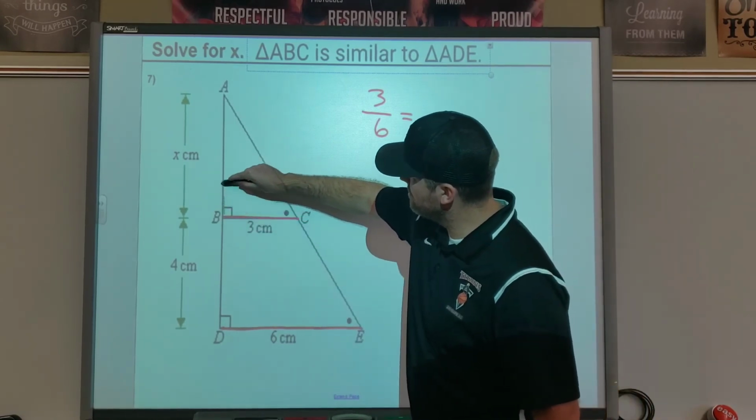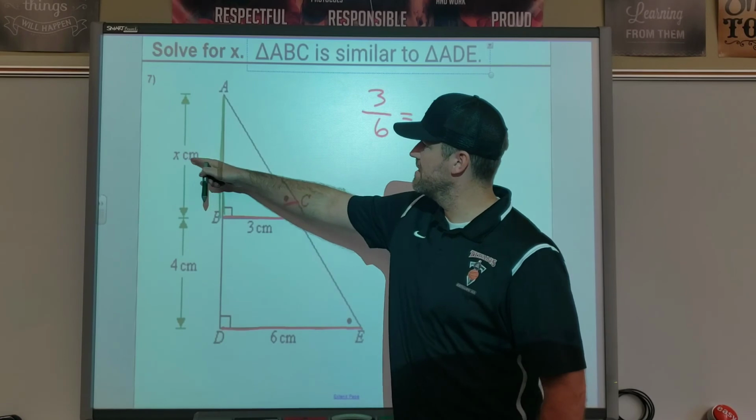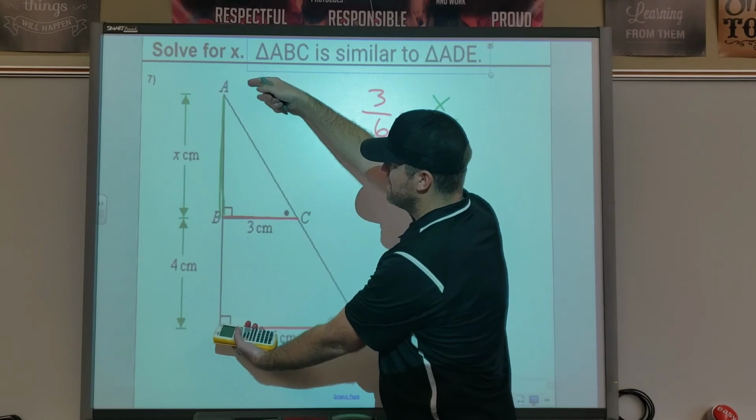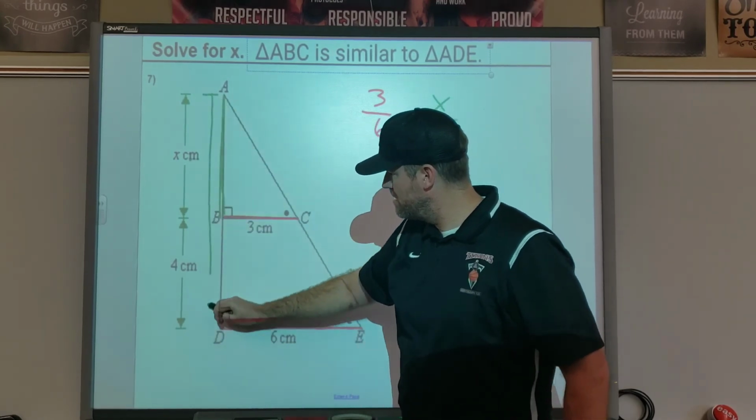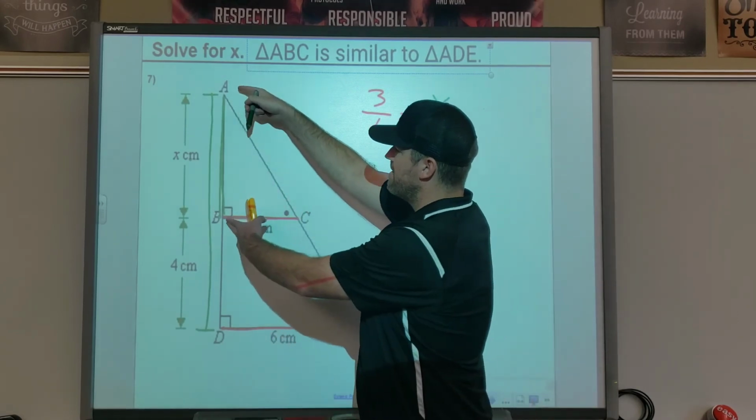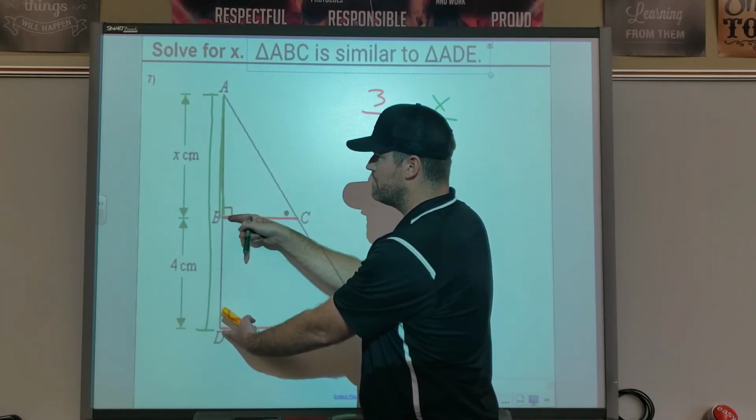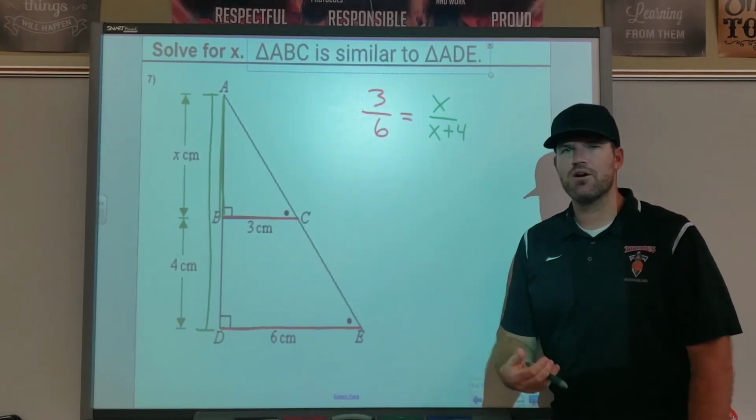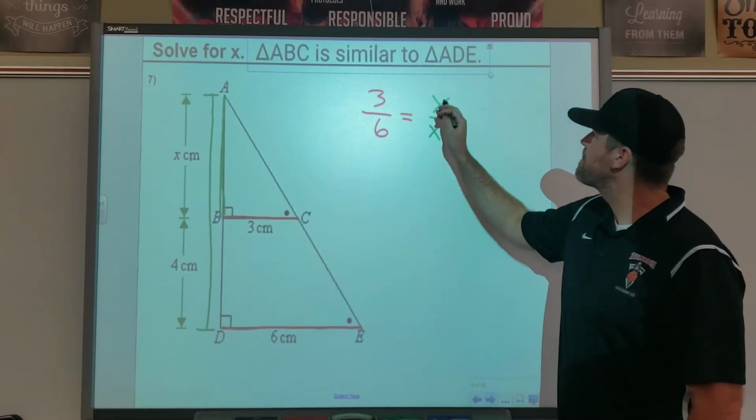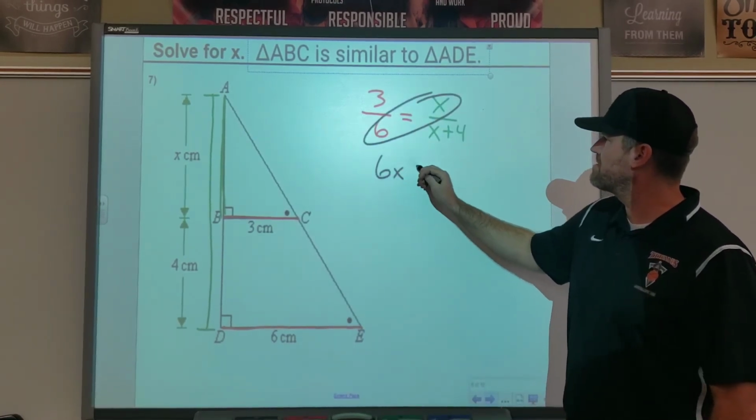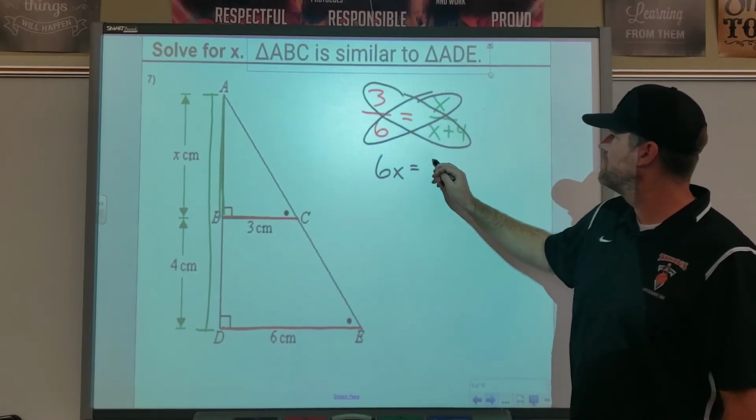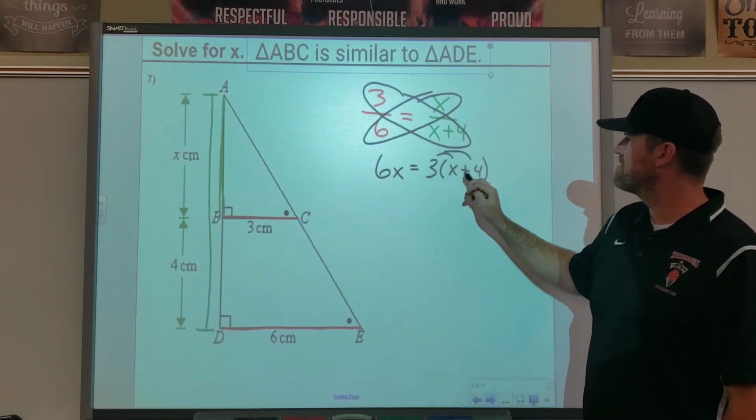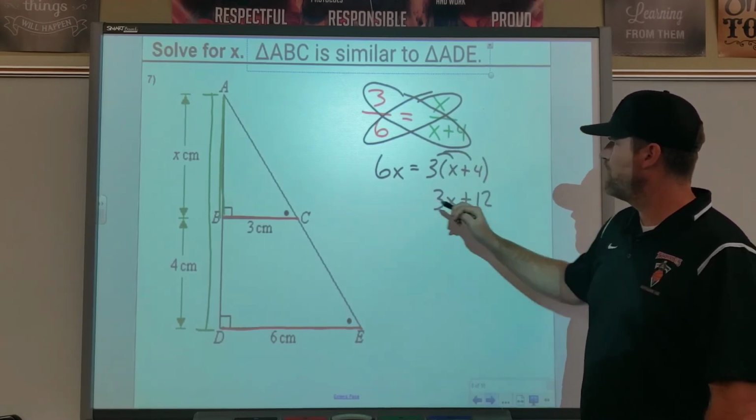So in my littler triangle, I have this side here, which has a length of x. And I need to compare that with this whole side here, right? So from there to there, which is not just x, but it's also an additional 4 centimeters. So I'm going to do x plus 4. And now we can go ahead and cross multiply. 6x equals 3 times the whole quantity of x plus 4, which is 3x plus 12.